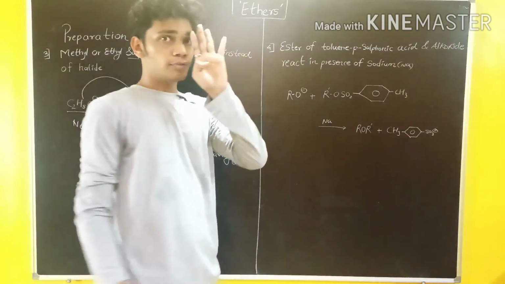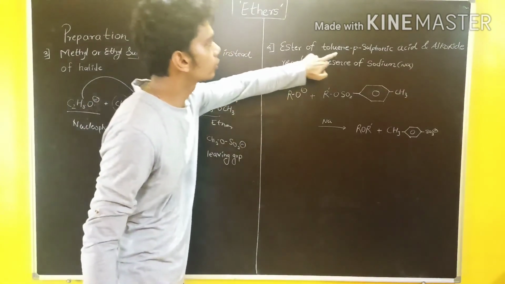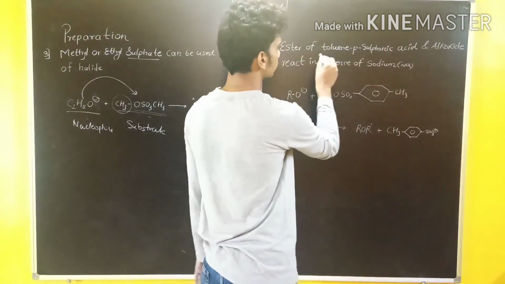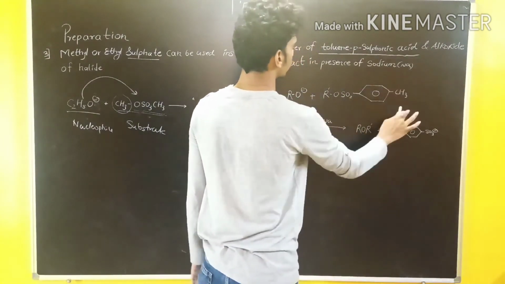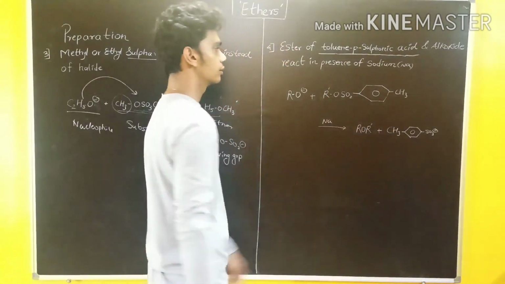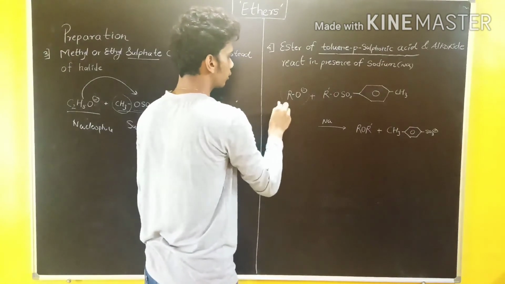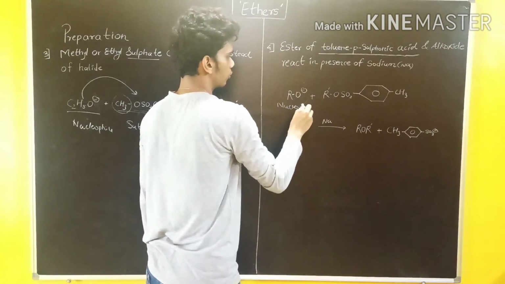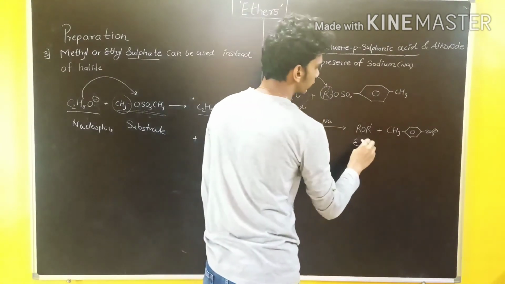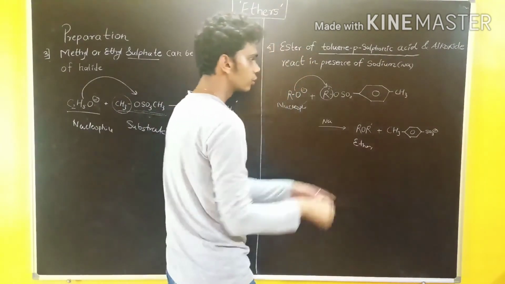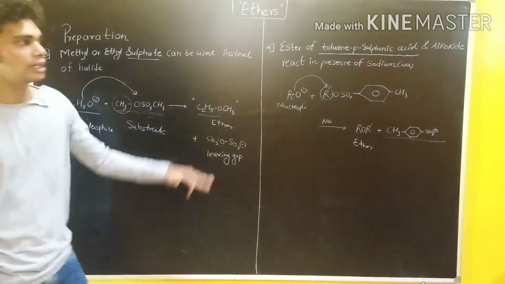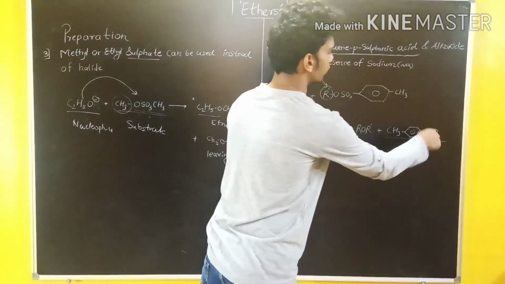Now in the fourth case, we are using esters of toluene para-sulfonic acid. This group we are talking about is para-toluene sulfonic acid, which acts on this, nothing but your nucleophile. So the nucleophile attacks on this, R dash is taken up by it, so you will get your ether over here, and the leaving group will be this. In the earlier case, the leaving group had CH3 attached. In this case, the para-toluene group is attached.